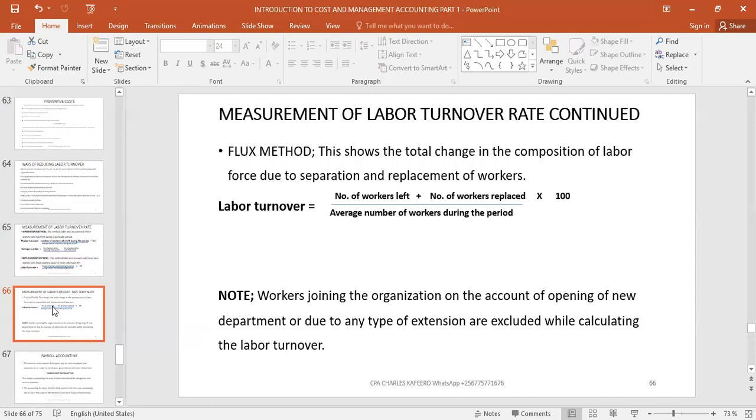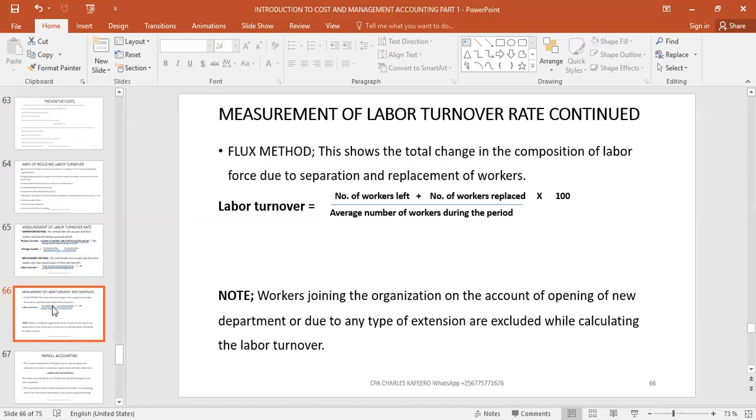No, these employees are supposed to be replacing those who were there, not employees who are coming into the organization as a result of, let's say, an expansion of the company. No, we are excluding those ones.